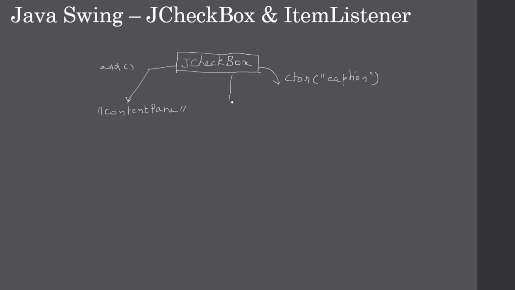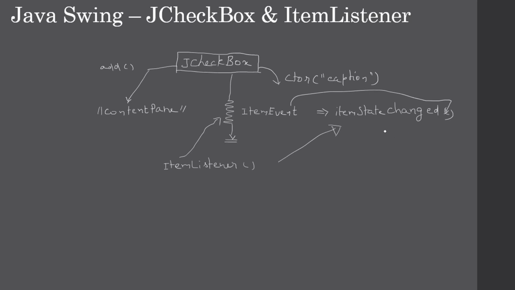The checkbox produces an ItemEvent. This ItemEvent will be sent to itemStateChanged. You can listen to this ItemEvent using the ItemListener. Once you implement ItemListener, you can override this itemStateChanged, so that whenever an ItemEvent is produced, it will be given to itemStateChanged, and you can do your handling here. That's all. Since we already saw this in AWT, we have gone quite fast here.